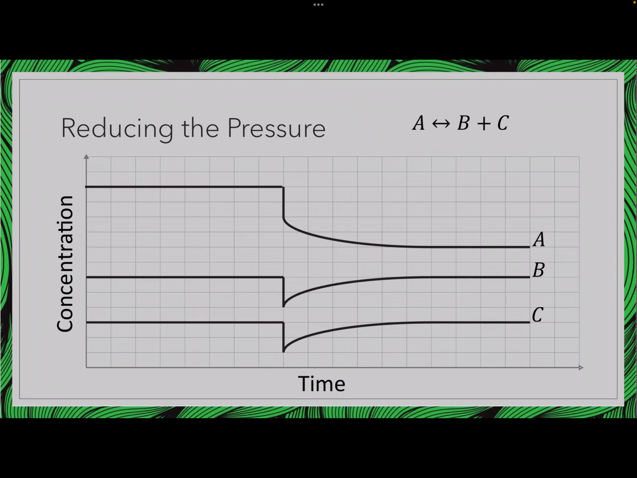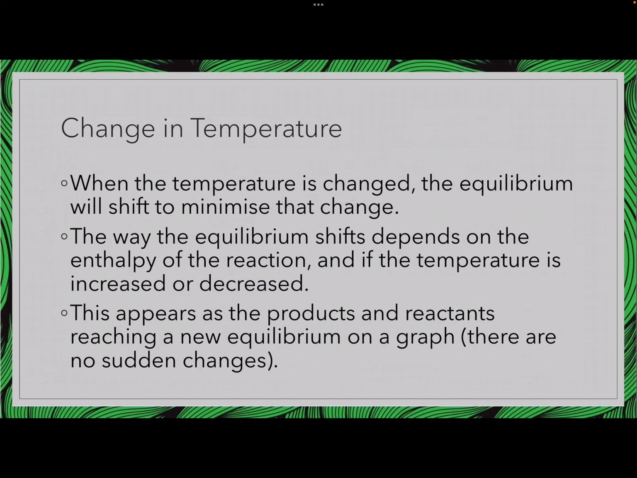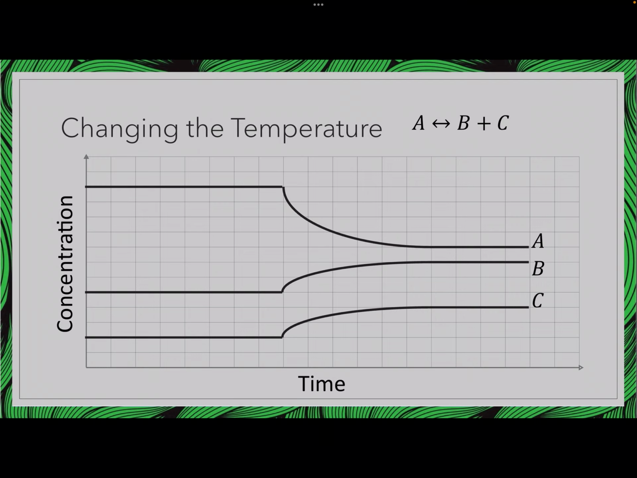Now, change in temperature. When the temperature changes, the equilibrium will shift to minimize the change. This we know. The way the equilibrium shifts depends on the enthalpy of the reaction and whether the temperature is increased or decreased. So this appears as products and reactants reaching a new equilibrium on a graph without any sudden changes. What this looks like on a graph is just like this. We can see all the concentrations are at a steady state. A time point happens, and then we just start to get that equilibrium change. There's no sudden jump up or jump down of any of them. It's just that new equilibrium coming to form.